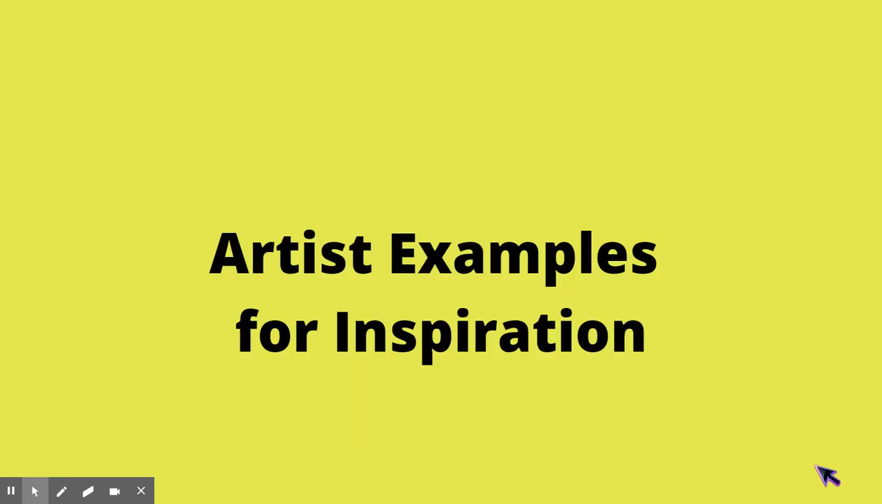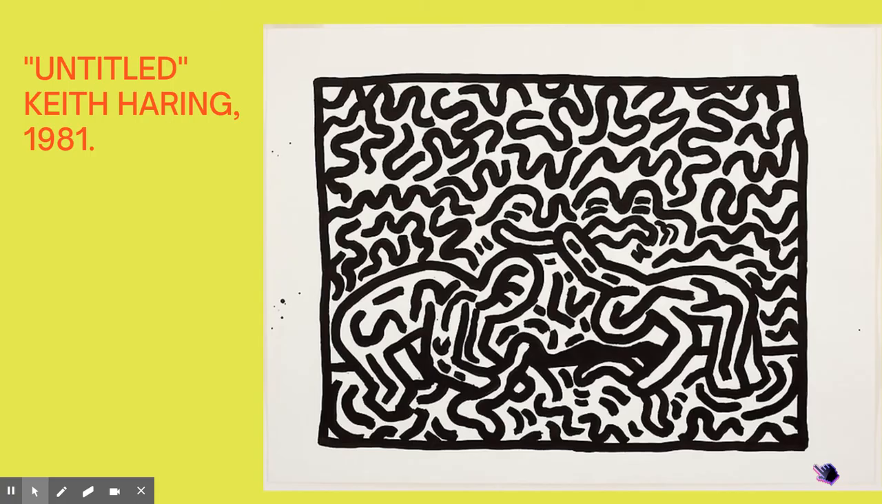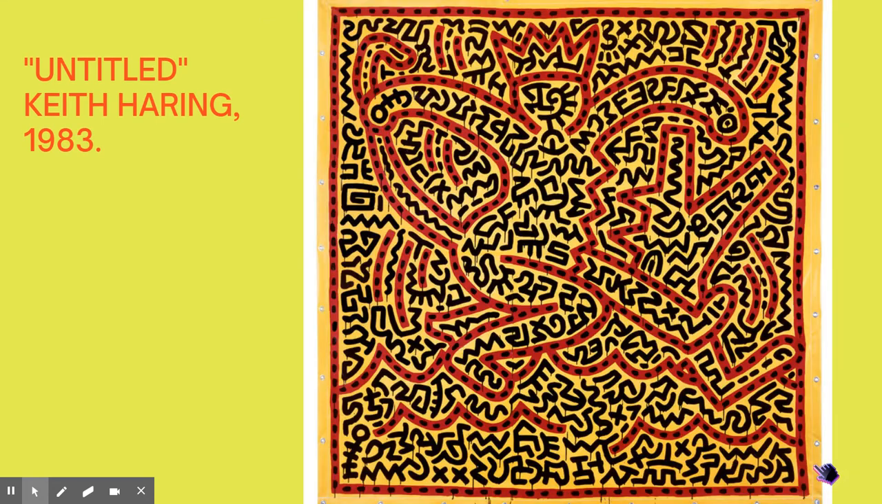Artist examples for inspiration. Now, not all the artists that we're going to see do Zentangles. However, these artists use line, shape, repetition, pattern, those elements of art and principles of design that we've learned about. Here is Keith Haring's untitled artwork from 1981. Check out all the different repeating patterns that Keith Haring uses, and also the use of positive space with the white and the negative space with the black lines.